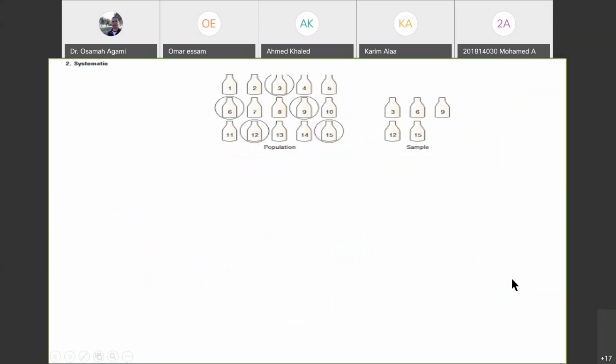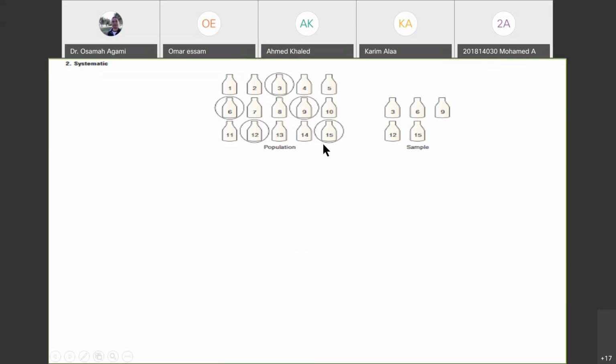But when you go for systematic, as I said, it means you have the same gap between each one, but you have ordered lists, like the list of my students, right? I will make an example for this one. I'm looking for 5 persons from the 15 students. So I divided 15 by 5.